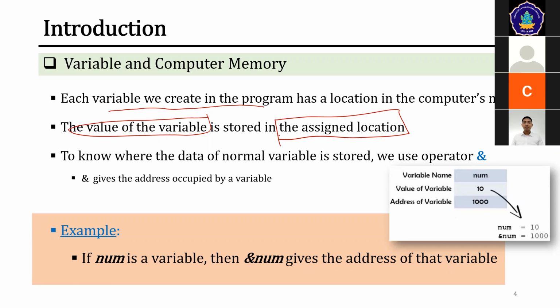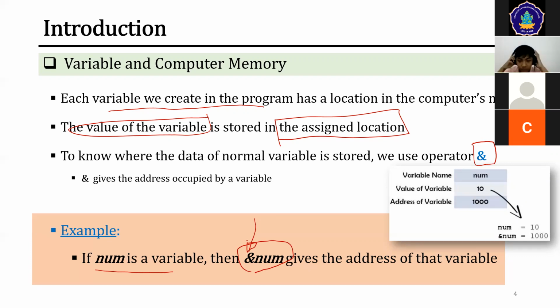For example, if we create a variable, say n, and we want to get the address where this variable is stored in the memory, we can use this symbol, the ampersand here. It will give you the address of that variable. So this is just an example: if name is a variable, and you put this symbol preceding the variable name, we will get the address of this variable.